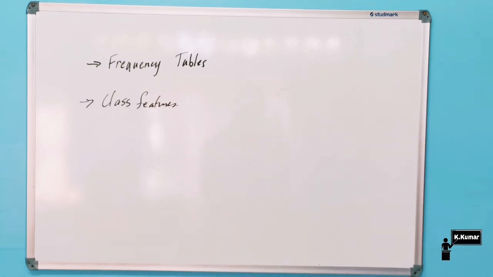And for class features, remember you have 5 of them: the class interval, class limits, class boundaries, class midpoint, and class width. Class interval is as it is, every class. The limits would be the endpoints of each interval. Your boundaries are 0.5 less than your lower class limit and 0.5 more than your upper class limit. You have the midpoint, which is the lower class boundary plus the upper class boundary divided by 2, and then you have the class size, which is your upper class boundary subtract your lower class boundary.